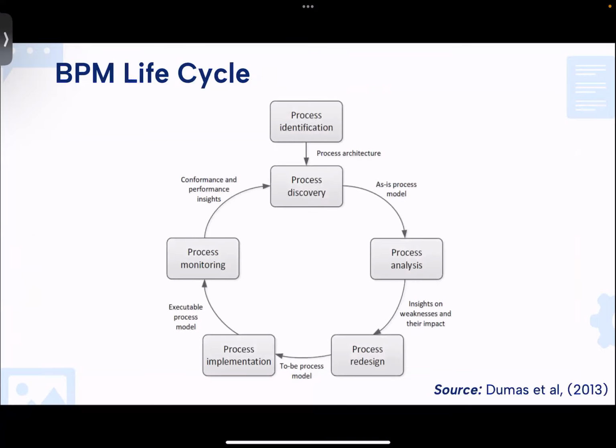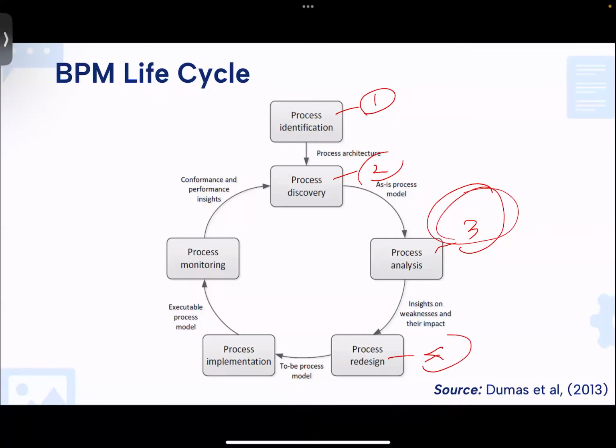So we'll discuss this BPM lifecycle in detail in the next week's lecture. For now, just have an understanding about this one. The first step is process identification, process discovery, process analysis, process design, process implementation, and process monitoring. So this happens like a cycle. Just have an understanding about these things.